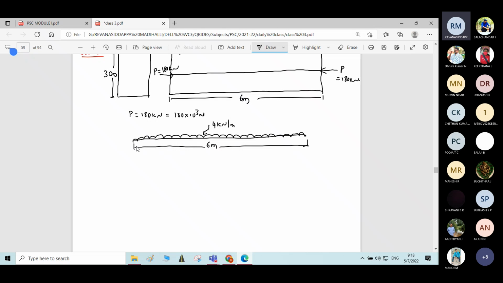First, you find the reactions at the support. Let me take the sections at quarter span. That is, quarter span means 6 by 4, that is 1.5 meter, and mid span 3 meter. Now you can find the support reaction.